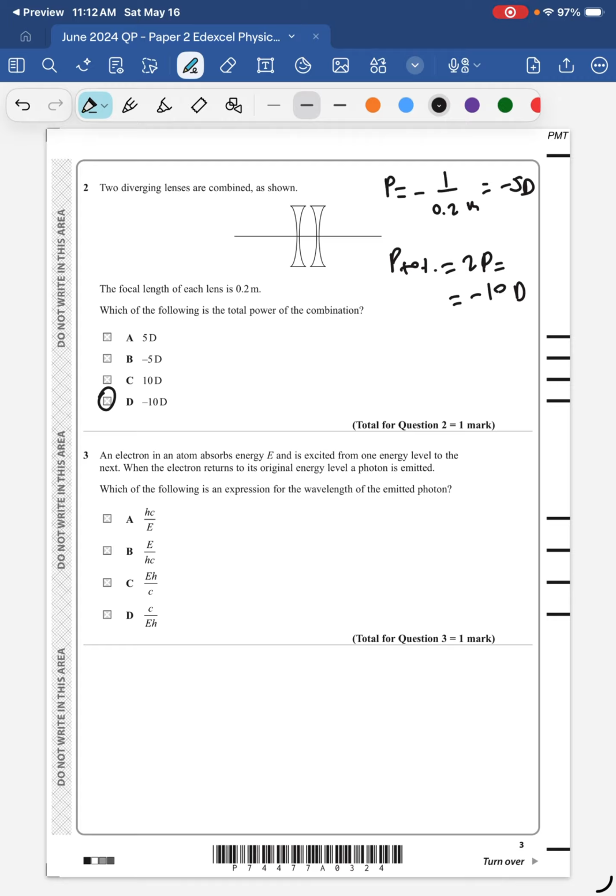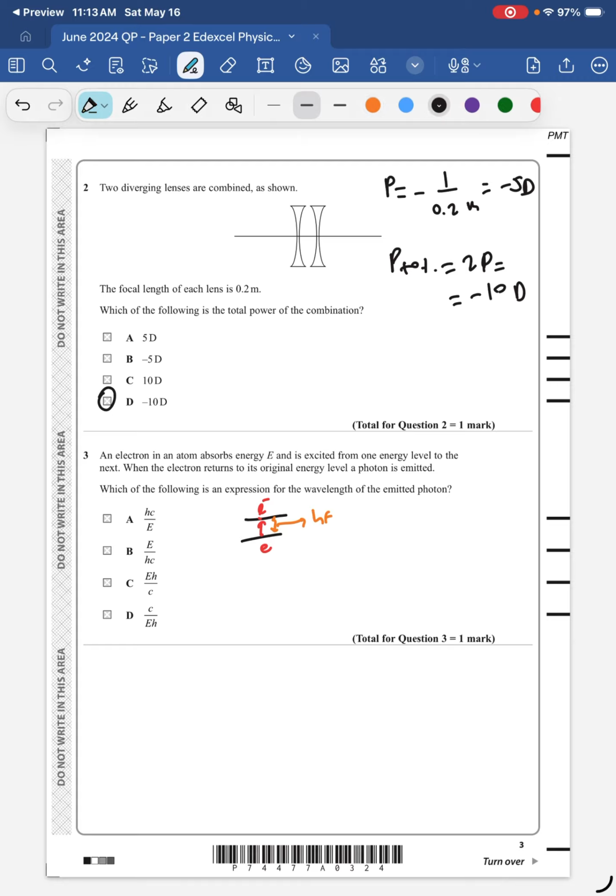Question 3. An electron in an atom absorbs energy E and is excited from one energy level to the next. When the electron returns to its original energy level, a photon is emitted. Okay? Which of the following is an expression for the wavelength of the emitted photon? So we have two energy levels, we have an electron that jumps to the next level, and it goes back by emitting a photon, okay? So we have hf for the photon.